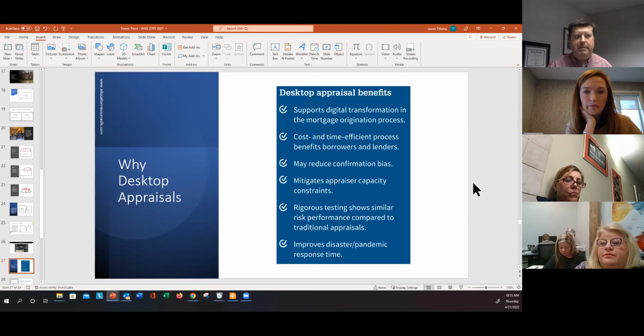May reduce the confirmation bias. It mitigates the appraiser capacity constraints. I'm not sure about that one either. I know there are some other appraisers on this call. I am absolutely slammed doing 80 to 100 hours a week, and there's no light at the end of the tunnel, and I don't feel like I'm ever going to get caught up. So I'm not sure about this one. The rigorous testing shows similar risk performance compared to traditional appraisals. I don't doubt that, but I haven't seen the test results either.